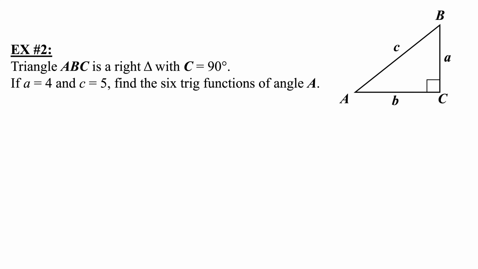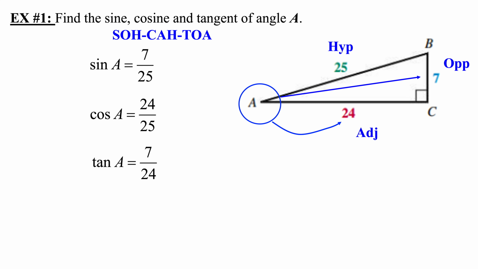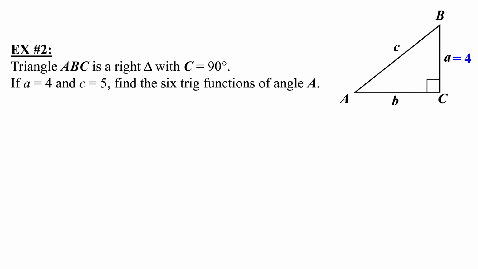Example 2. Triangle ABC is a right triangle with C equal to 90 degrees. That is standard practice. When they label a triangle ABC, C is traditionally the 90-degree angle. Here, if side A is 4 and side C is 5, find the 6 trig functions of angle A. Well, let's go label our sides. A is 4, C is 5. We're going to need to use the Pythagorean theorem to solve for B.